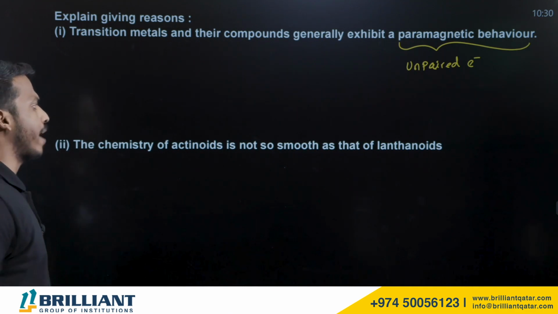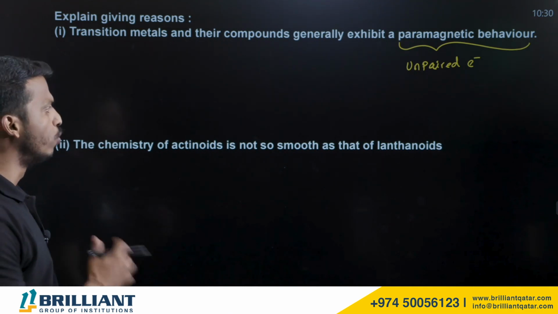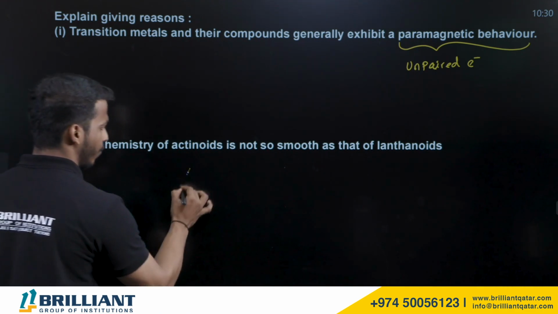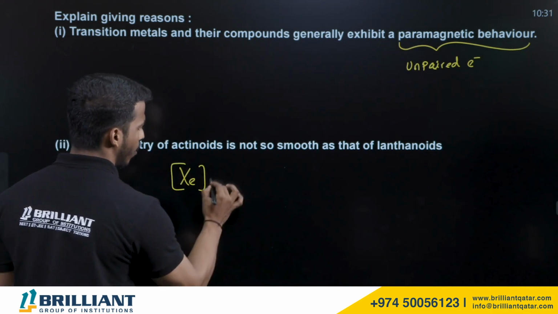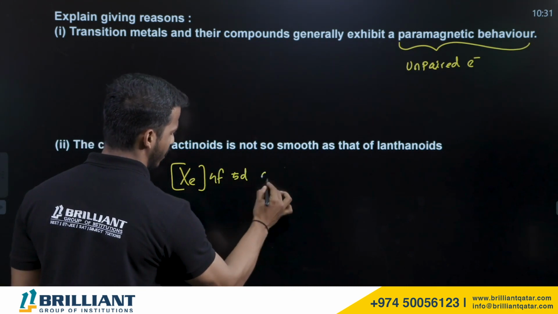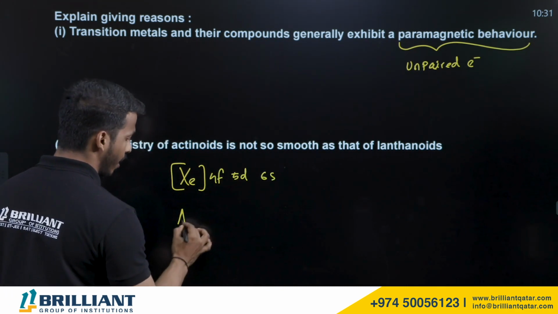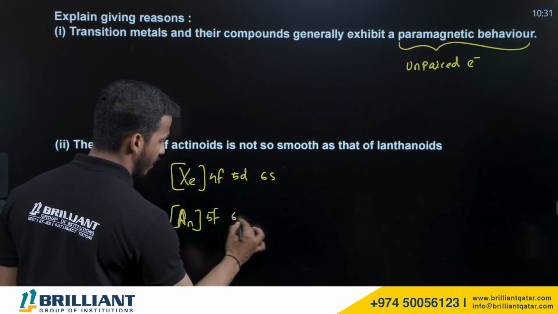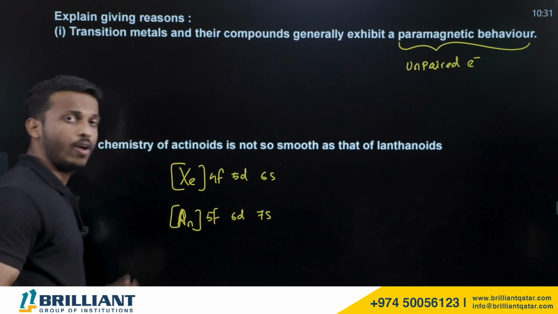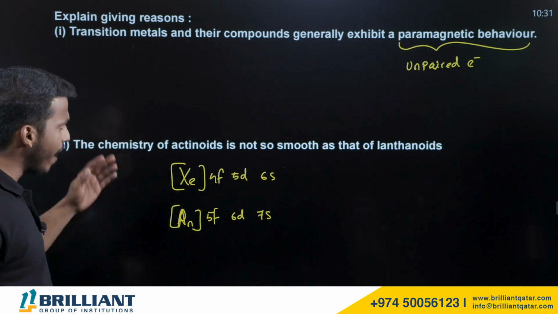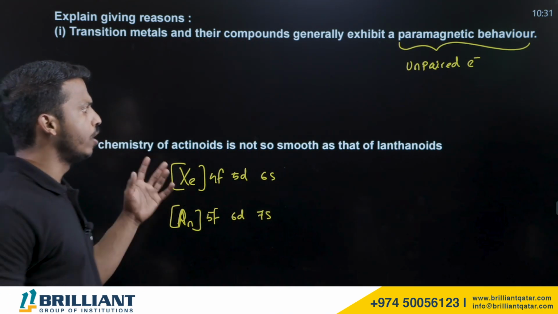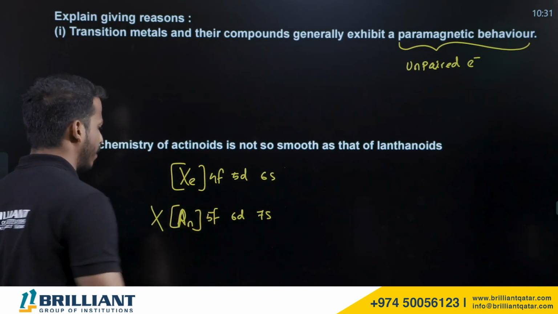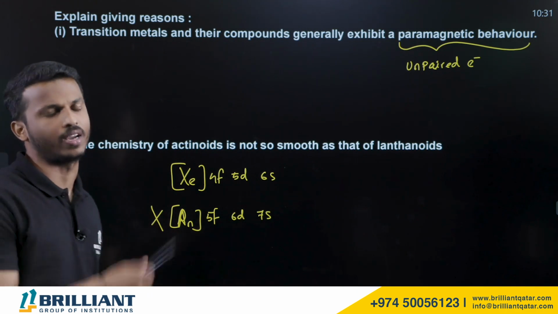The chemistry of actinoids is not as smooth as that of lanthanoids. The lanthanide general configuration we studied: xenon, 4f, 5d and 6s. And what about actinoids? For actinoids we use radon, and the orbitals are 5f, 6d and 7s. We have already discussed that the chemistry of actinoids is not as smooth as that of lanthanoids. The study of the chemistry of actinoids is a little difficult. Why?